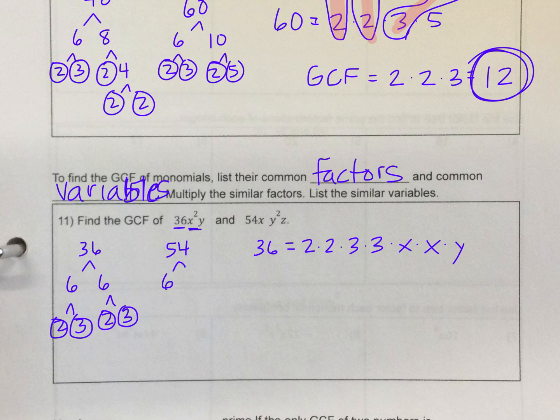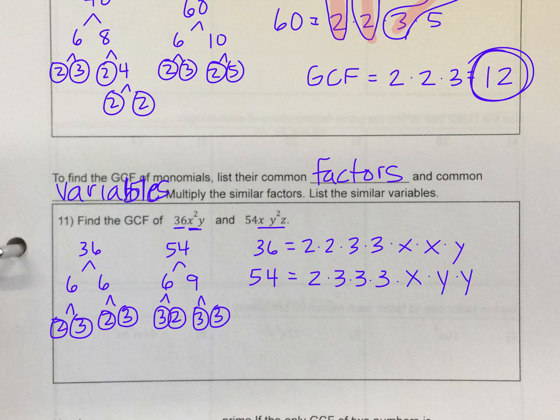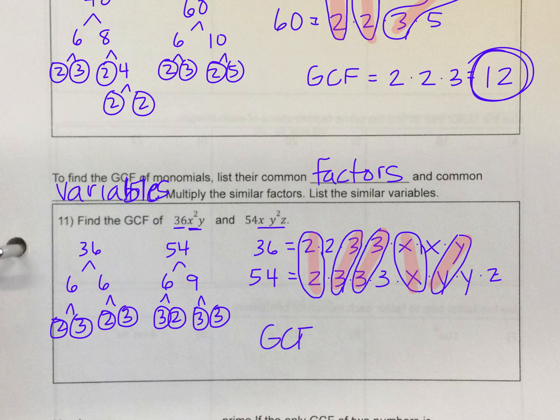Okay, 54, let's do 6 and 9, 3 and 2, and 3 and 3. So 54 is 2 times 3 times 3 times 3, and this one has 1 x, 2 y's, 1 z. Okay. I'm going to circle what's the same. 2, I got a 3 and a 3, an x and a y. Perfect. All right, so these are the things that they have that are the same. So the GCF would be 2 times 3 times 3 times x times y. And that gives you 2 times 3 times 3 is 18, x, y.